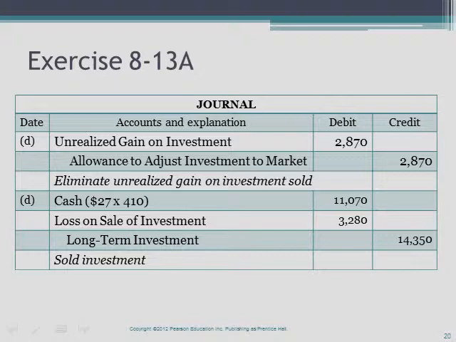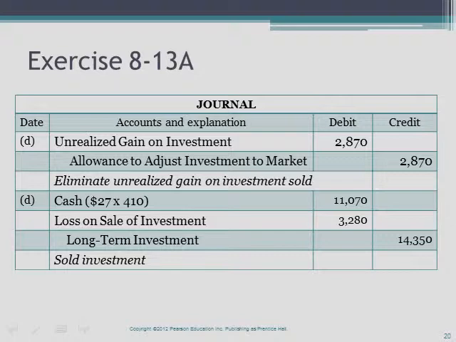And so continuing on then with one last transaction, we assume that we sold the Fordham stock for a price of $27 per share. And here you can see to record that, we reversed the previous adjustment based on the year-end value to get the account balance back to the original investment amount. So we reversed the $2,870 entry, and then we record the sale of the stock.